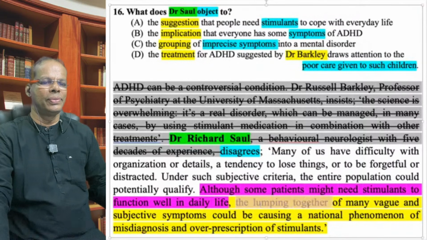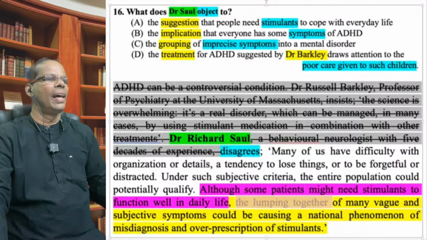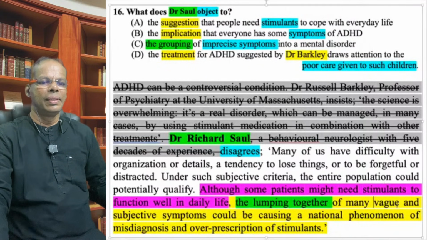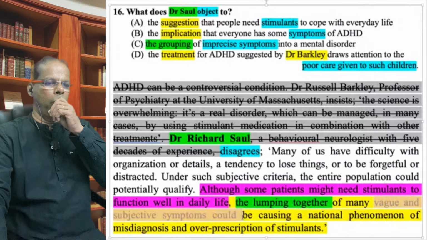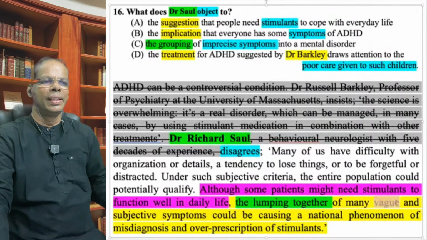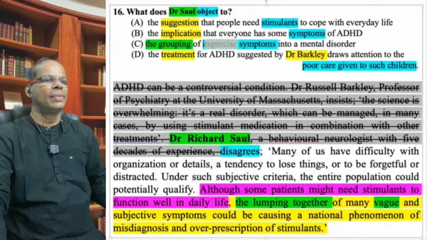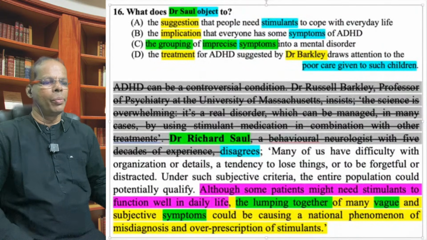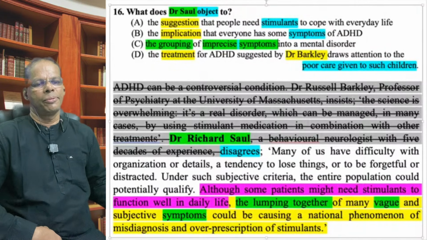The lumping together, that is, grouping together, of many vague and imprecise subjective symptoms. Vague means imprecise. Symptoms, already symptoms is there, right? This could be causing a national phenomenon of misdiagnosis and overprescription of stimulants.